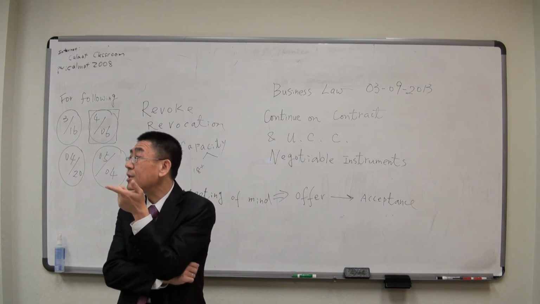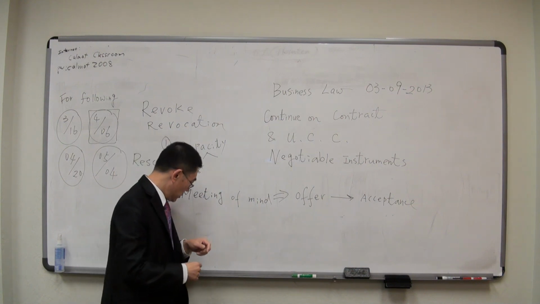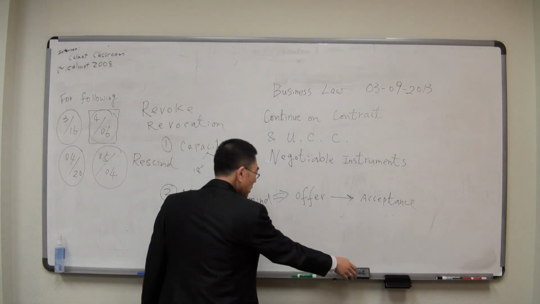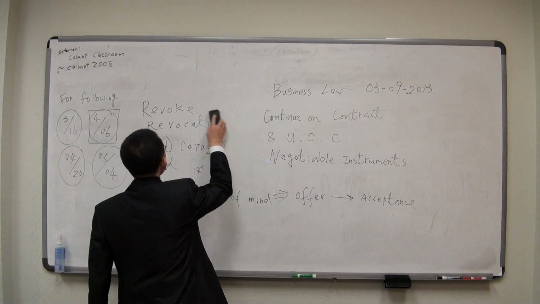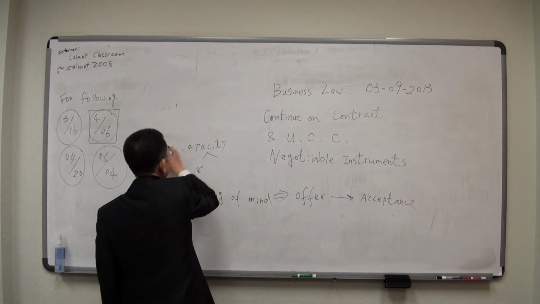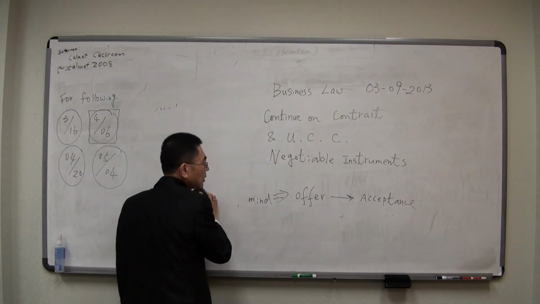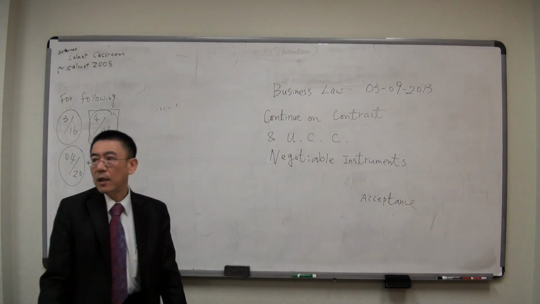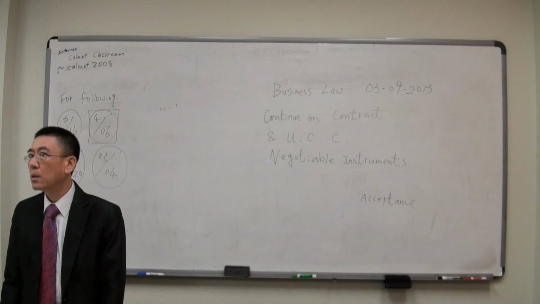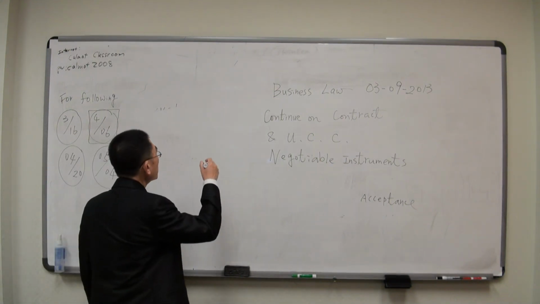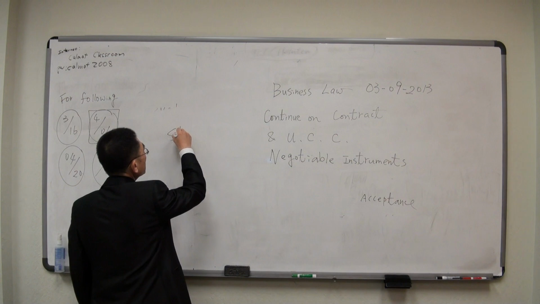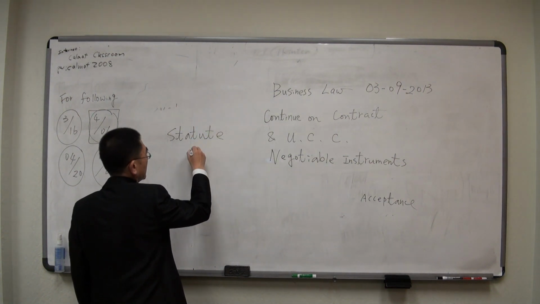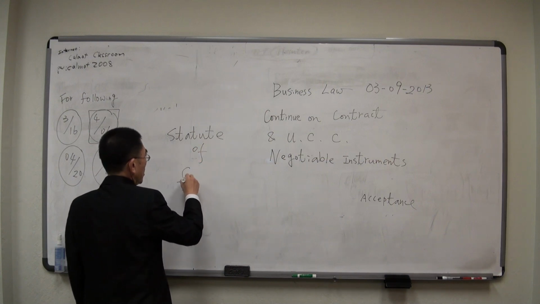Everybody still remember I mentioned this? Statute of frauds. So what is the requirement? What kind of agreement must be in writing? Okay, I will put it down here. Statute. You have to have at least $500, yes, this must be in writing.